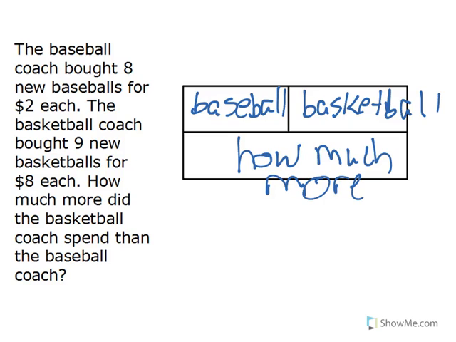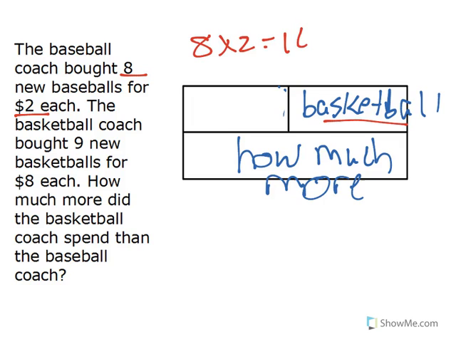I need to figure out the cost of the baseballs, the cost of the basketballs, and find out how much more the basketballs cost than the baseballs. So let's start with baseballs. We know that he bought 8 baseballs, and they were $2 each. So this tells me that I need to do 8 times 2. 8 times 2 equals 16. So the baseball coach spent $16.